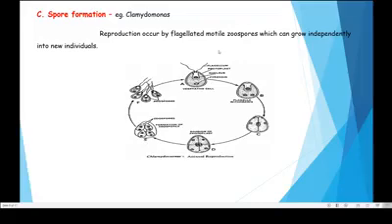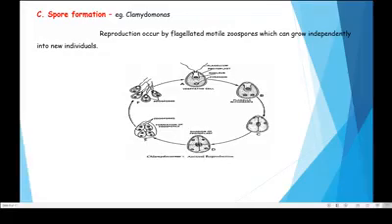The next example is spore formation, and this generally exists in Chlamydomonas. Chlamydomonas is a green unicellular alga. Here you can see in the diagram the mother cell of a Chlamydomonas, and in the cytoplasm it produces nearly 8 to 16 cells which are similar to their mother cell.